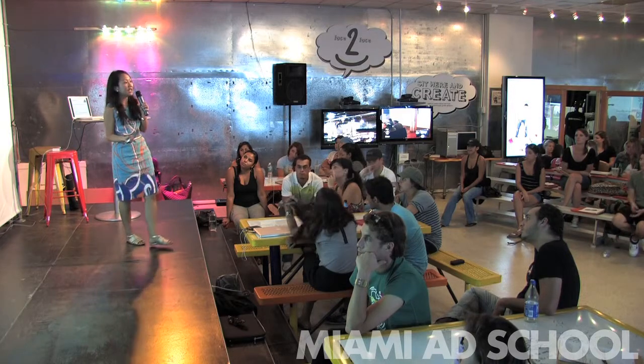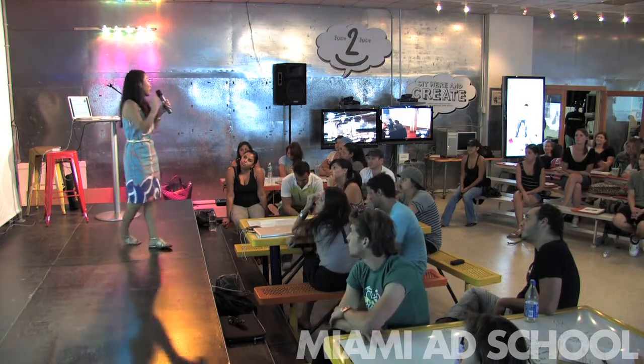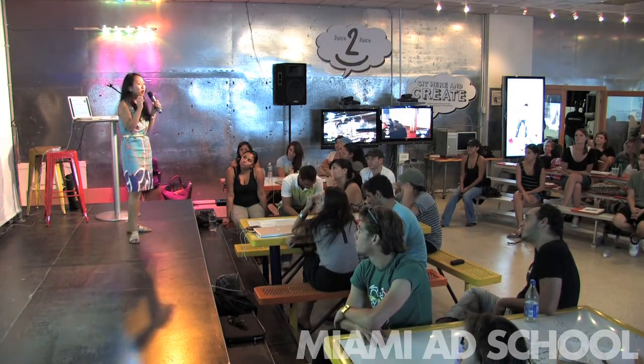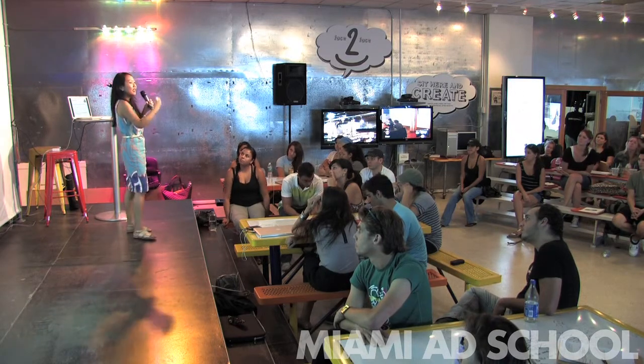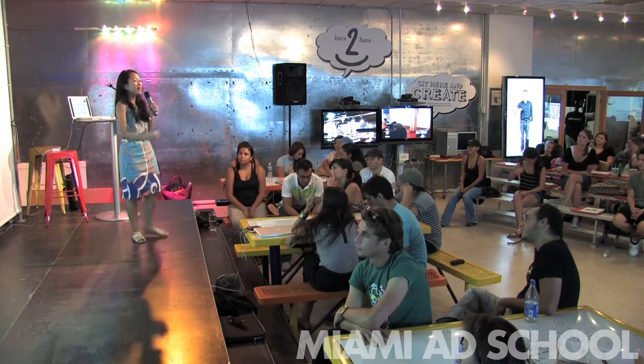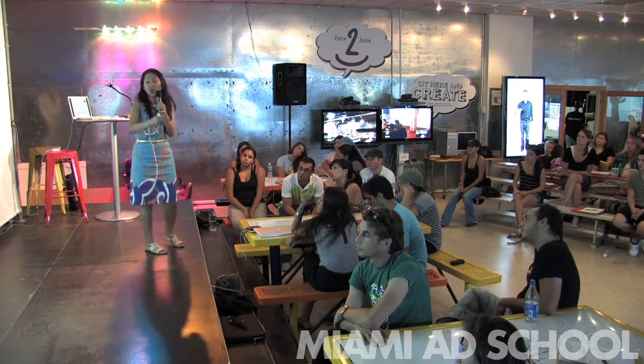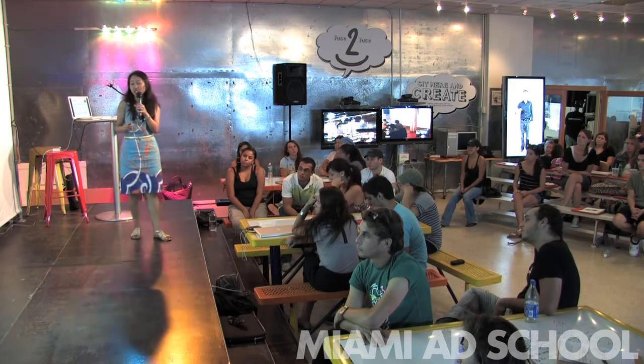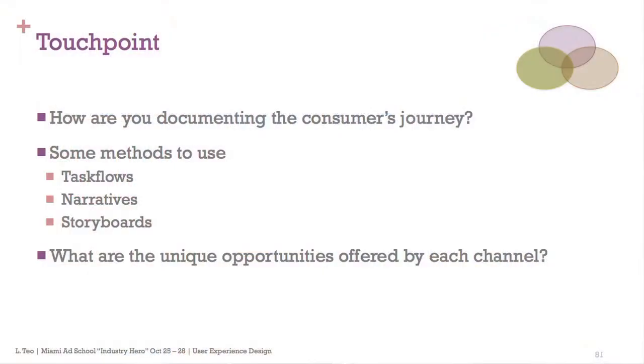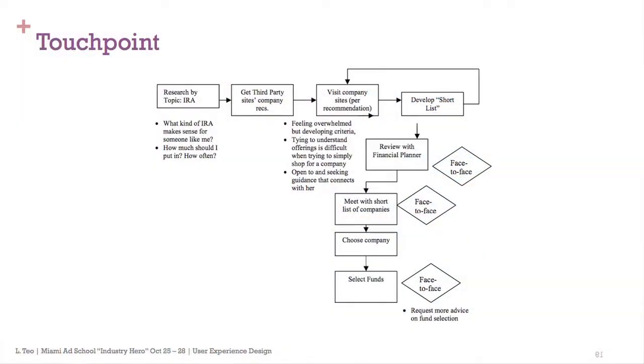Another way I've seen it done is hand sketches of storyboards, very much like the storyboard of a movie, where you tell play by play, frame by frame, what the customer is doing during the journey. And then the last one, which I mentioned before, think about unique opportunities that are offered by each channel. So the same idea may not be executed the same way across all your different channels. You have to use what's right. Okay? So the next page is just an example.